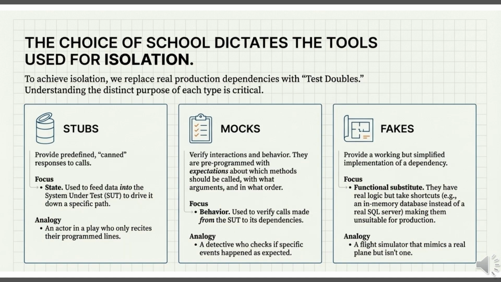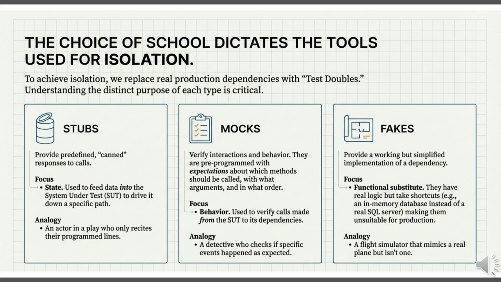To isolate our tests, we replace real dependencies with test doubles. There are three main types, each with a purpose. First, stubs. They return canned responses. We use them to feed data into the system and guide it down a specific path. Think of a stage actor. They say their lines, nothing more.